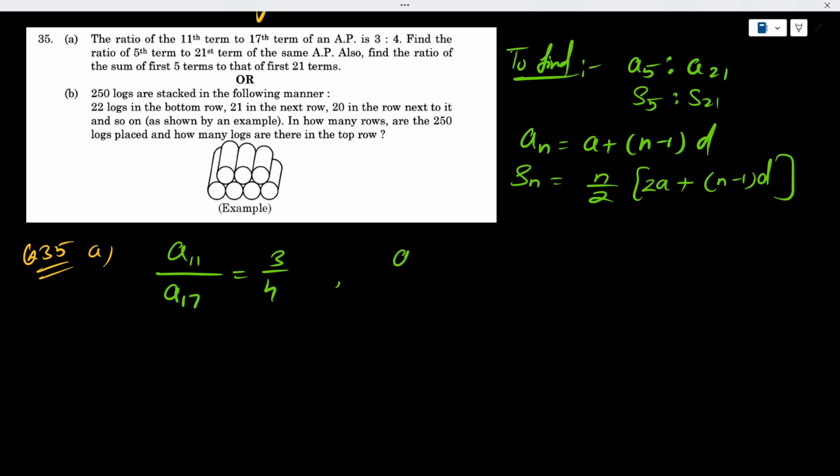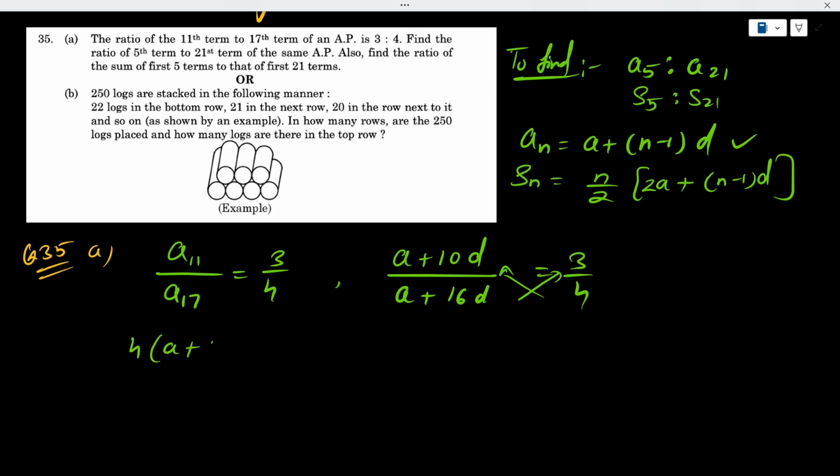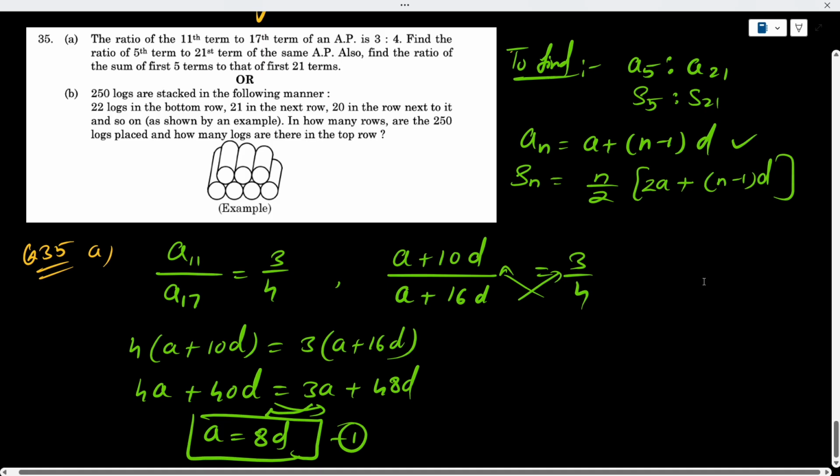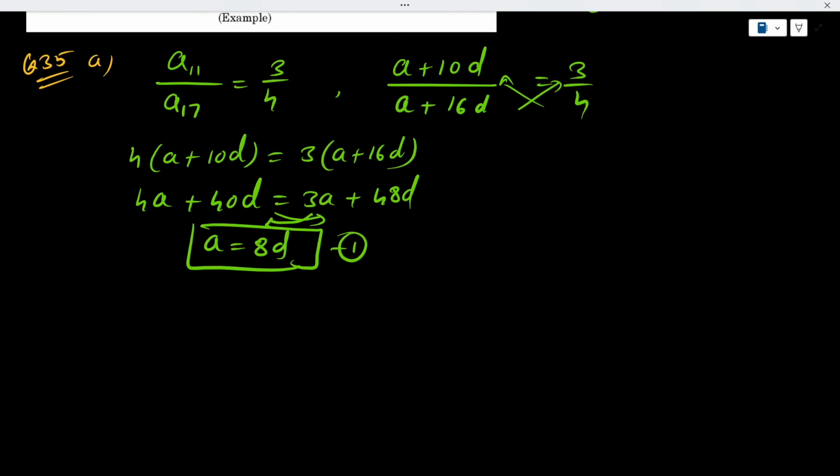So what can I write down this as? A plus 10d by A plus 16d, because using the term formula, is equal to 3/4. Now using this, if I do cross multiplication, you can get the relationship between A and D. So 4 times A plus 10d equals 3 times A plus 16d. Simplify this: 4A plus 40d equals 3A plus 48d. So when you simplify this, this one will come here, and you will be left with A equals 8d. This is your finding. Now what do I need to find out? A5 is to A21. So let us start with that.